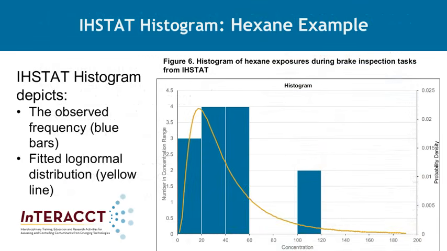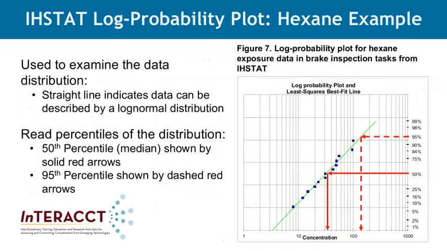In Figure 6, you can see the histogram of the hexane exposure data calculated by IHStat. The blue bars depict the observed frequency of measured concentrations. The yellow line shows the fitted or idealized log normal distribution curve using the calculated geometric mean and geometric standard deviation.